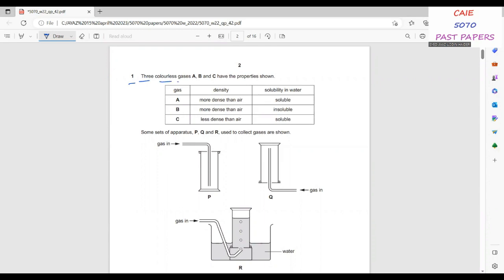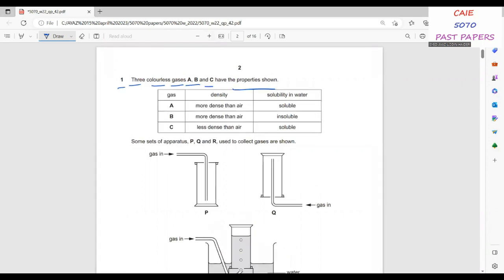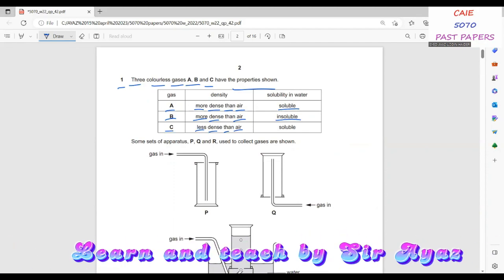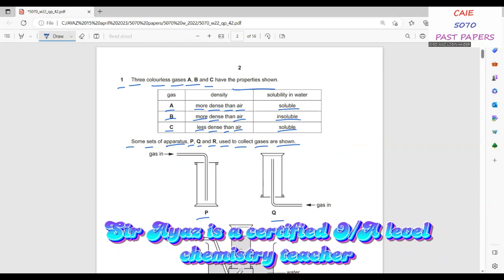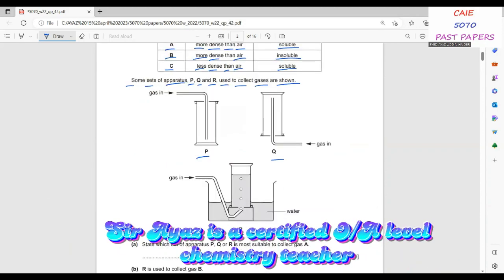Three colorless gases A, B, and C have the properties shown. Gas A, more dense than air and soluble in water. Gas B, more dense than air and it's insoluble in water. Gas C, less dense than air, soluble in water. Some sets of apparatus P, Q, and R used to collect gases are shown. Here's P, Q, and then we have R.